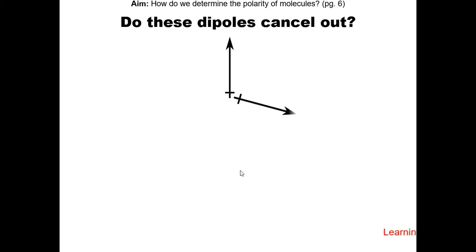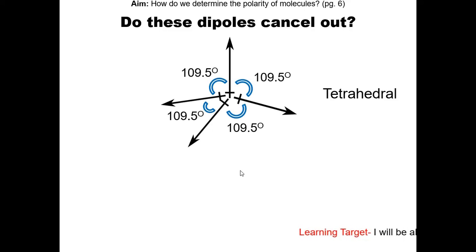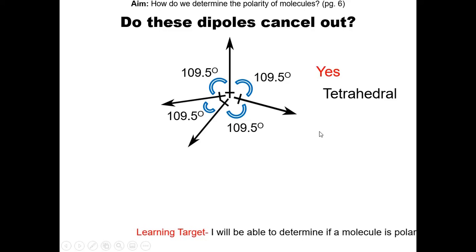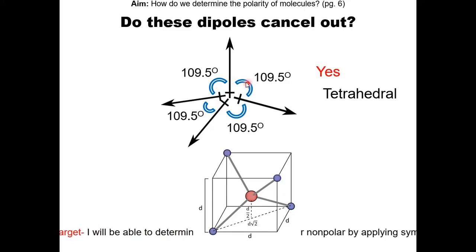In this situation, we have four dipole arrows, which represents a tetrahedral shape. So each dipole arrow is 109.5 degrees from each other. Do the dipole arrows cancel out? Yes, they do. It might be hard to tell from looking at this diagram since it's not exactly 3D, but if you were to put this diagram in a cube, you can clearly see that the dipole arrows will cancel out. Molecules with a tetrahedral shape with the same size dipole arrows are considered nonpolar.